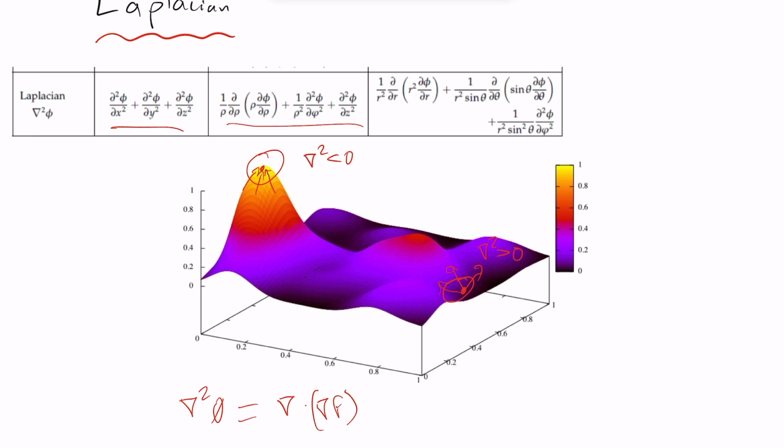And so this is kind of similar to thinking about the double derivative, right? This is kind of a concave up shape, which is a positive Laplacian, and this is kind of a concave down shape, which is a negative Laplacian. So that's kind of how you think about Laplacian.